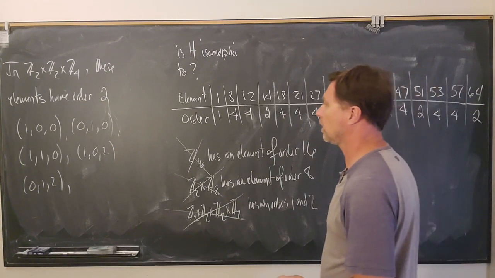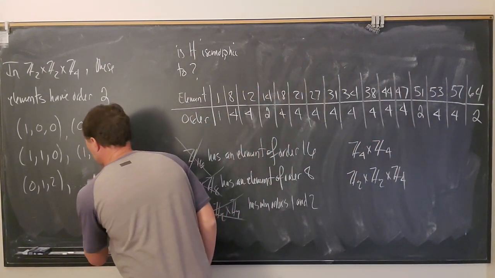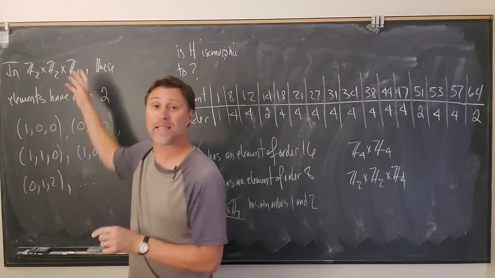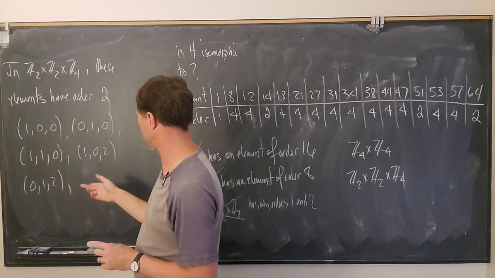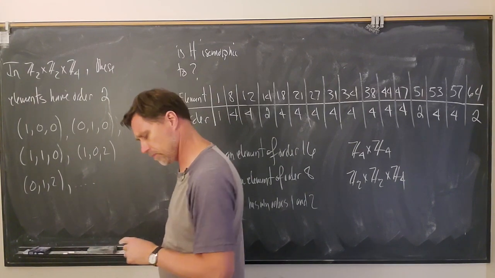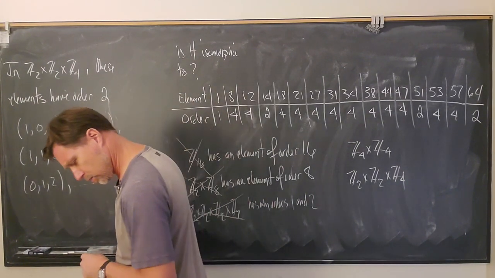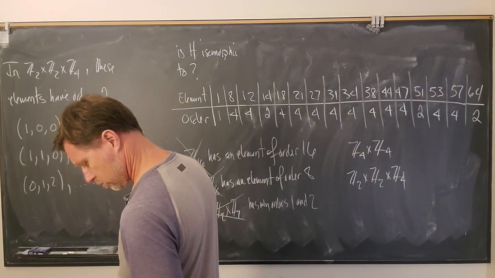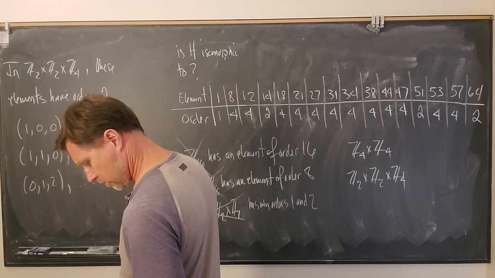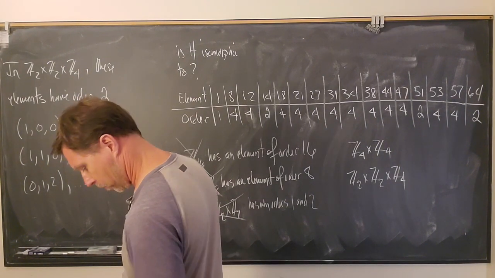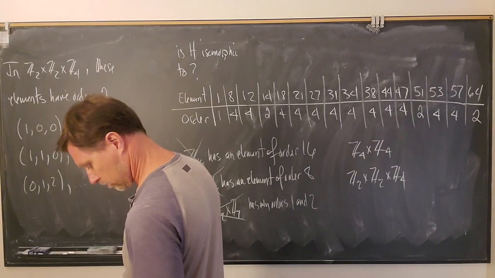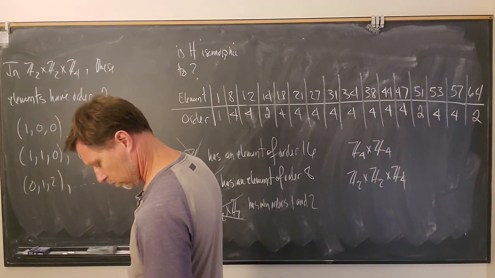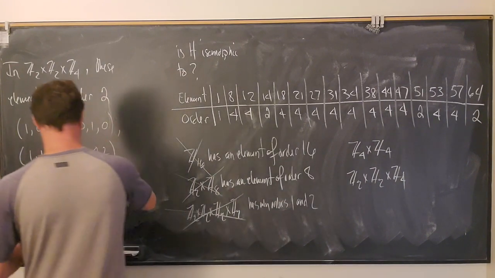Wait a minute. And I think there's a couple more. But I've got 5 written down already. Z2 cross Z2 cross Z4 has at least 5 elements of order 2, and I think, 1, 1, 2, I think there's 6 of them. What did I do wrong here? I got 1, 0. Yeah. Got that one. I have 6 written down here. Which one am I missing? Oh, 0, 0, 2.